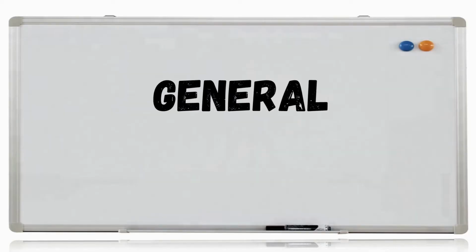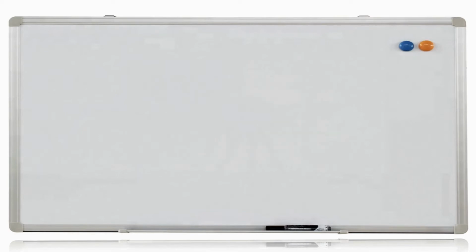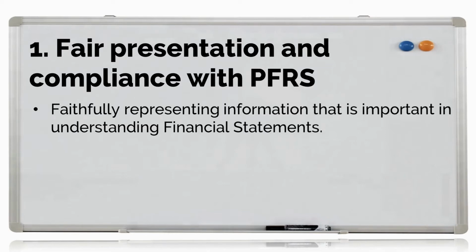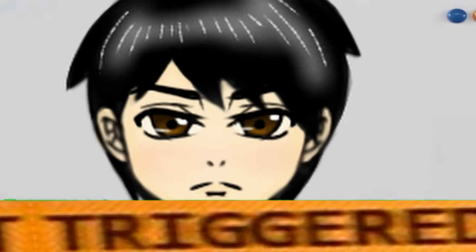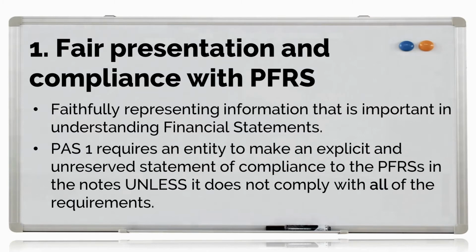This standard also explains the general features of financial statements, such as first, fair presentation and compliance with PFRS. Fair presentation is faithfully representing the effects of transactions and other events in accordance with definitions and criteria in the conceptual framework that would be relevant to the understanding of the financial statements. PAS 1 requires an entity to make an explicit and unreserved statement of compliance to the PFRS in the notes unless it does not comply with all of the requirements.